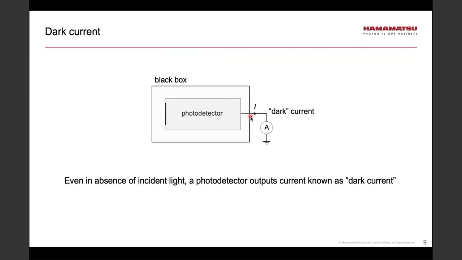You may be wondering, what is the main source of dark current? There are actually many sources, especially for a PMT, but what's common to all photodetectors is thermal excitation of charge carriers. But again, there are other sources. In the case of a PMT, there are about a dozen or so sources of dark current.